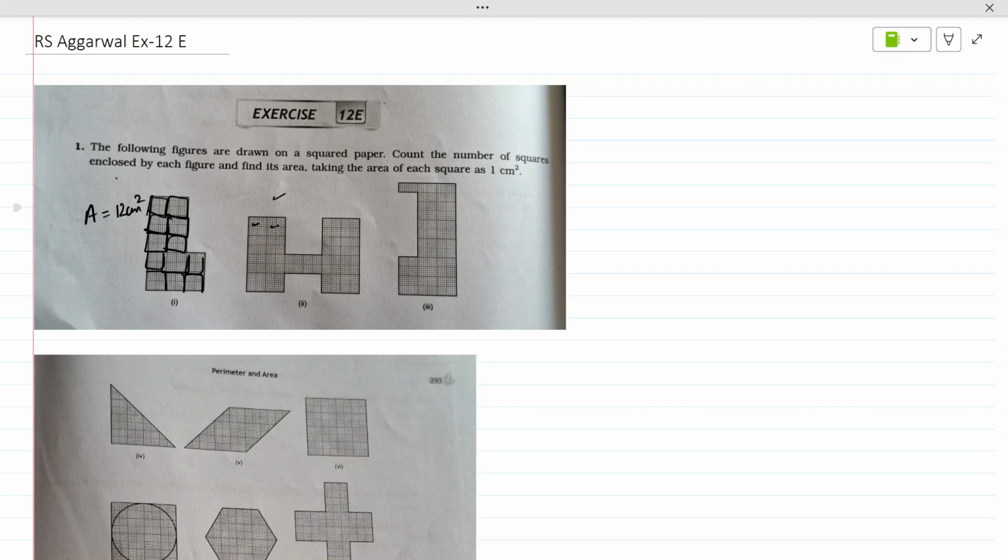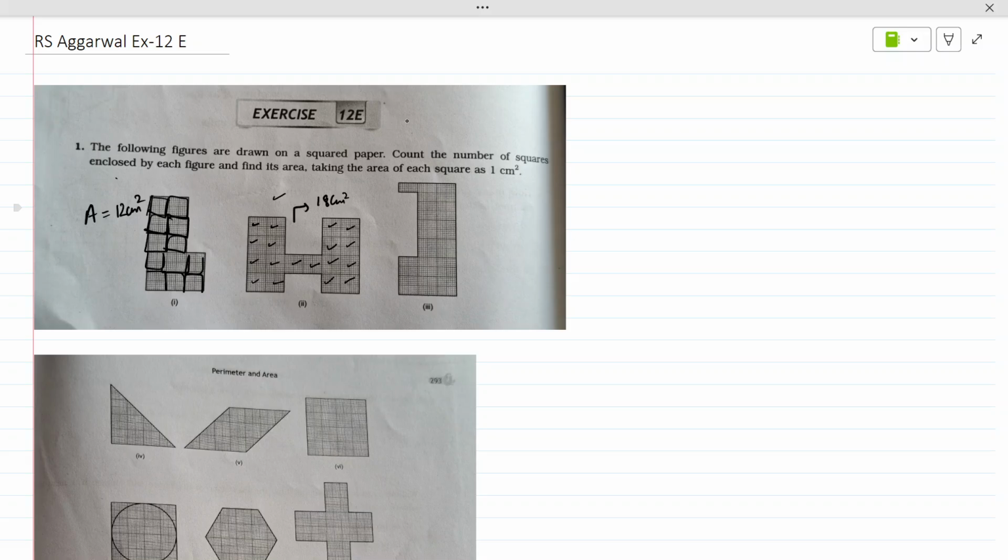This is 1 square, 2, 3, 4, 5, 6, 7, 8, 9, 10, 11, 12, 13, 14, 15, 16, 17 and 18. So in total, we have 18 full squares here. Okay, so the area will be 18 centimeter squares.